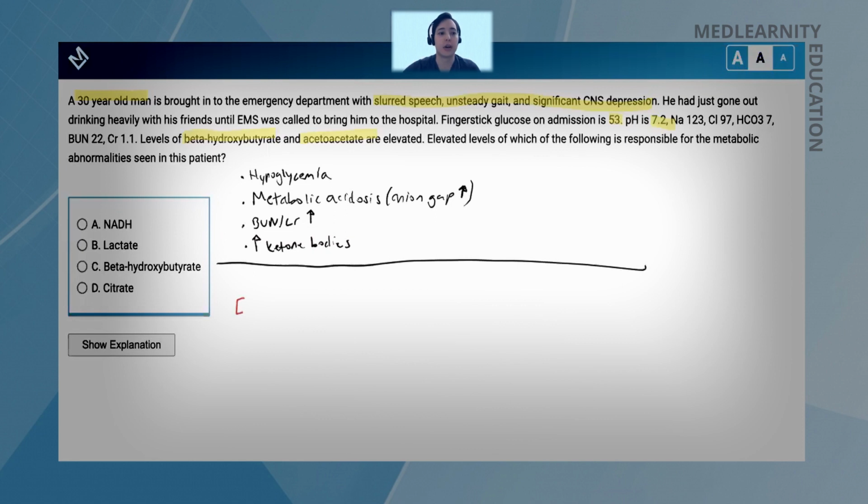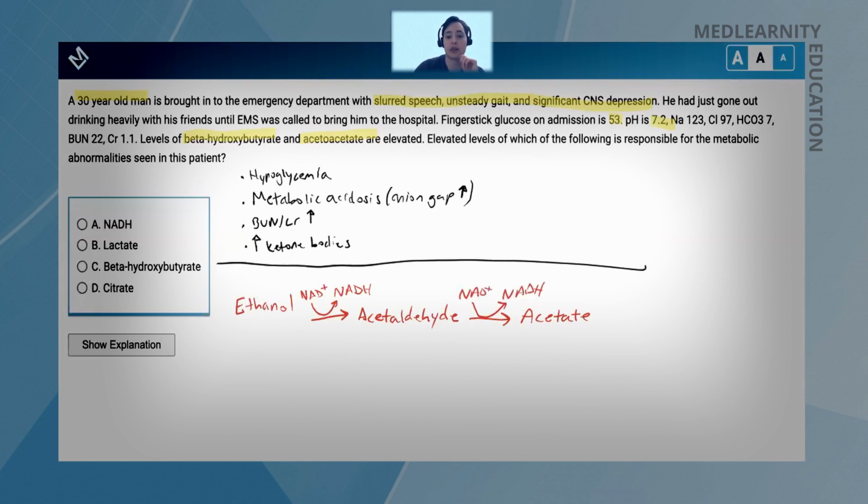So ethanol, when it's ingested, it's converted into two things. The first thing it's converted into is something called acetaldehyde, and acetaldehyde is converted into acetate. Now, what's important to know is that the conversion from ethanol to acetaldehyde produces NADH from NAD+. And also the conversion of acetaldehyde to acetate produces NADH from NAD+.